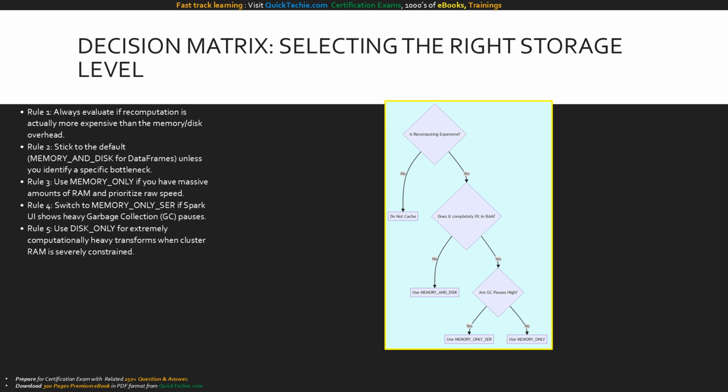If yes, we ask the final expert-level diagnostic question, are we experiencing high garbage collection pauses? If your GC times are destroying your performance, you follow the yes path straight to memory-only SER to compress the data. If your JVM is healthy and breathing fine, you go with memory only. By strictly following this exact chart, you will perfectly tune your Spark memory architecture every single time.